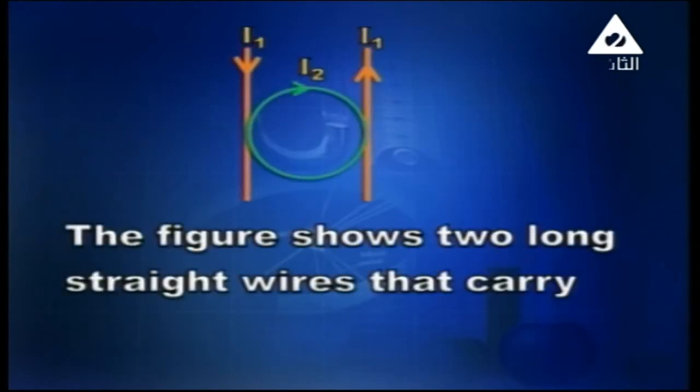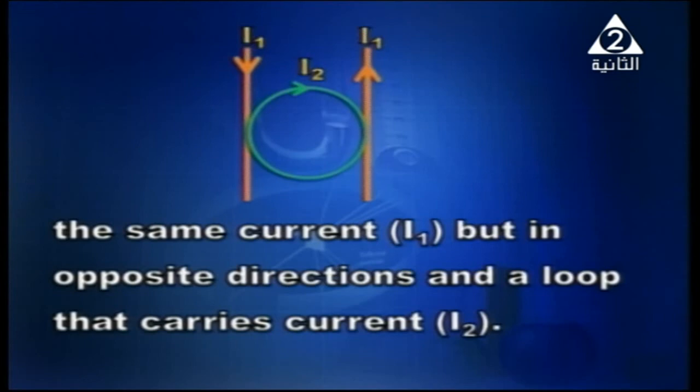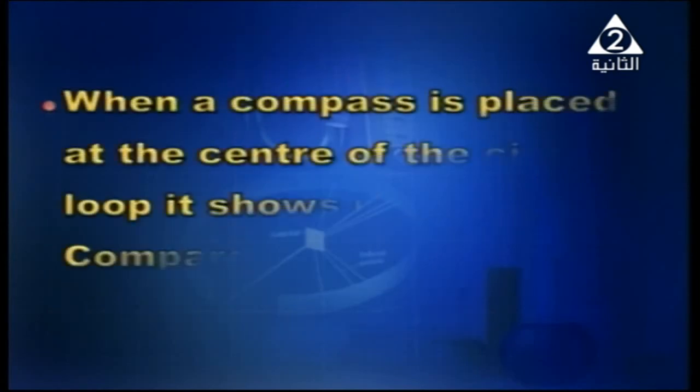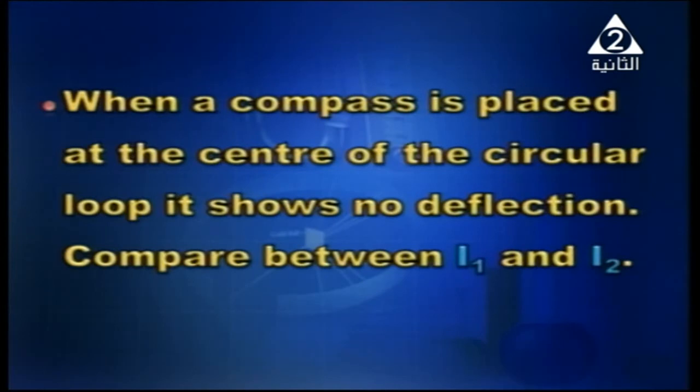And now we've got a problem. The figure shows two long straight wires that carry the same current, denoted by I1, but in opposite direction, as shown in front of you. And we've got a loop that carries current I2. So I1 is the current that passes through each wire. The two wires carry the same current but in opposite direction, and we've got a circular loop that carries current I2 in a clockwise manner. The problem says when a compass is placed at the center of the circular loop, it shows no deflection.